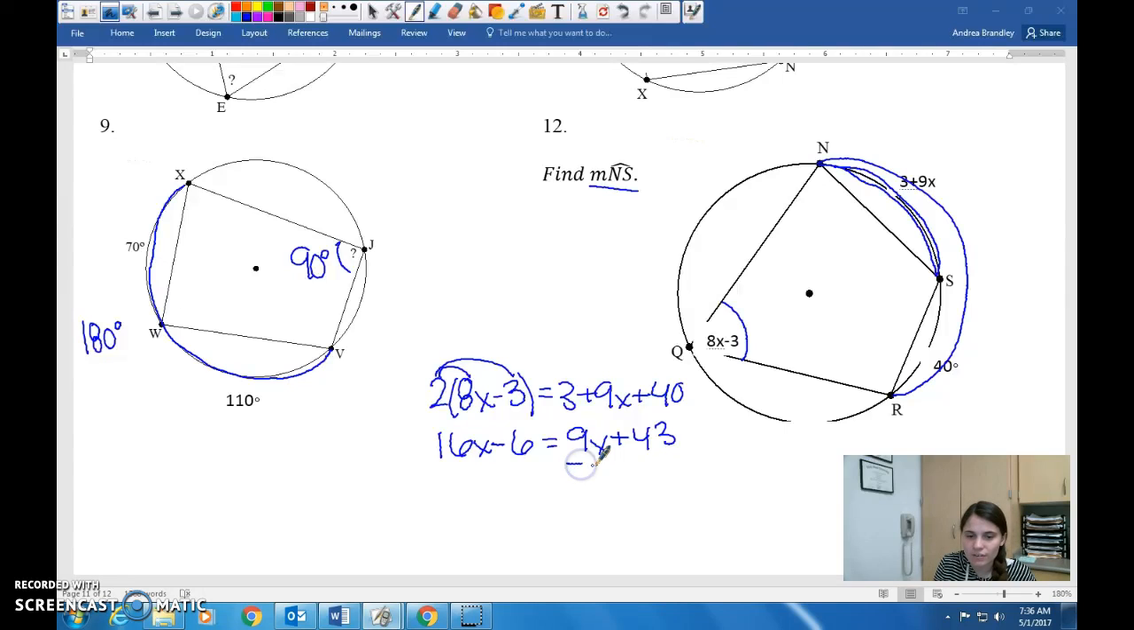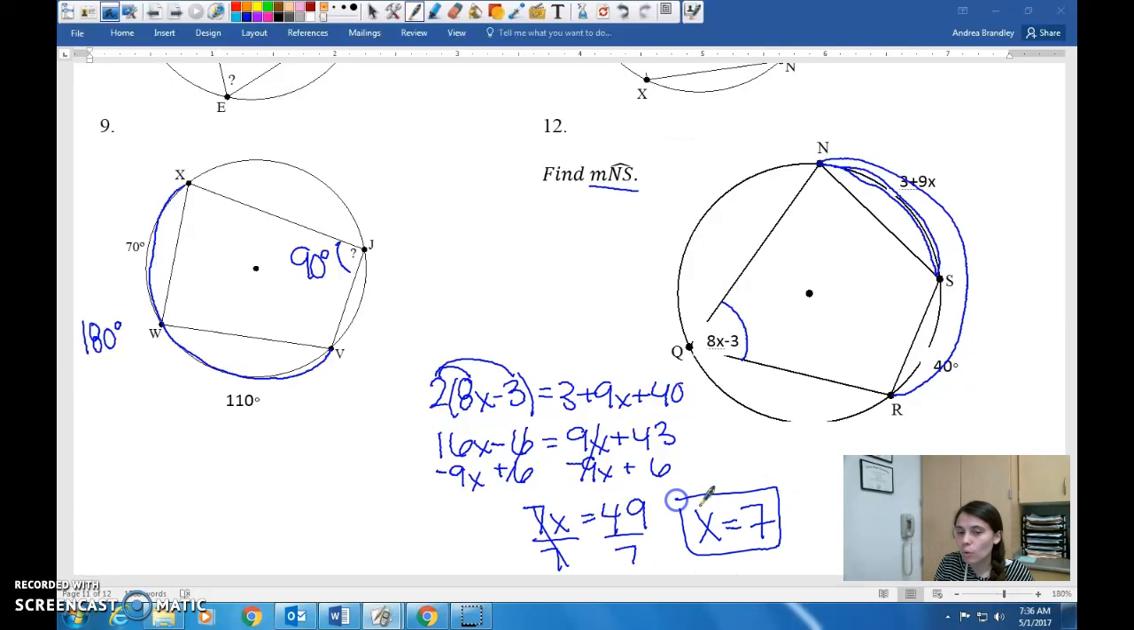So then I just want to get everything on the same side. So I'm going to minus 9x from this side and minus 9x from this side. Add 6, add 6. So then these cancel and these cancel. 16x minus 9x is 7x. And 43 plus 6 is 49. So then I can divide by 7, and 49 divided by 7 is 7.